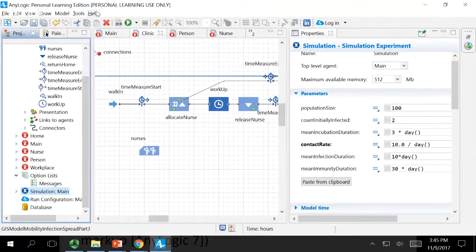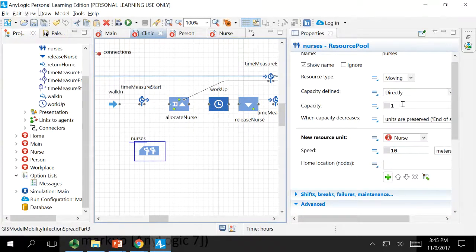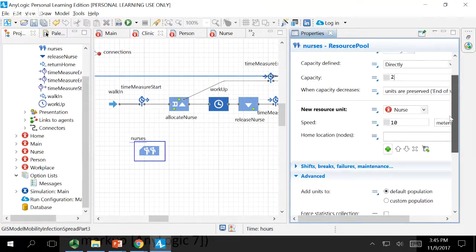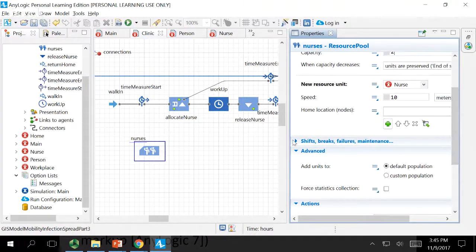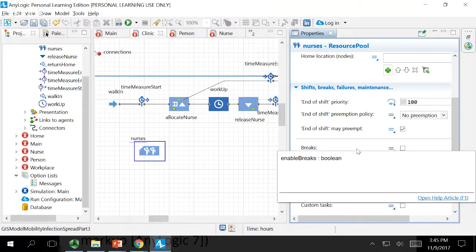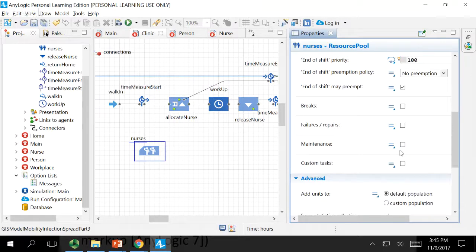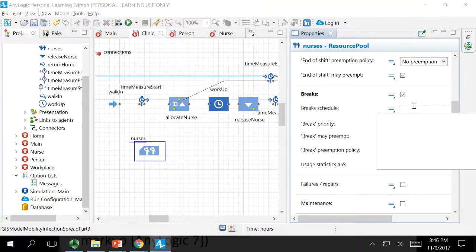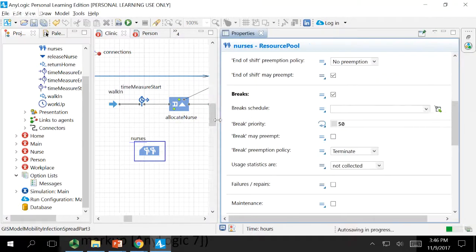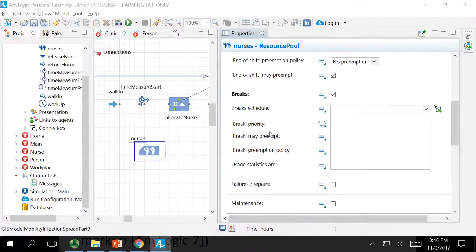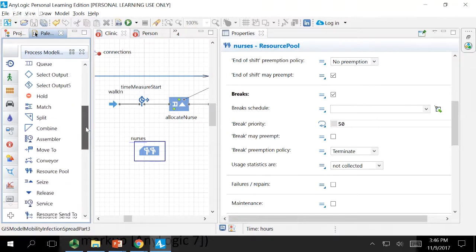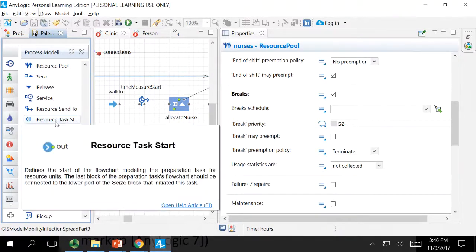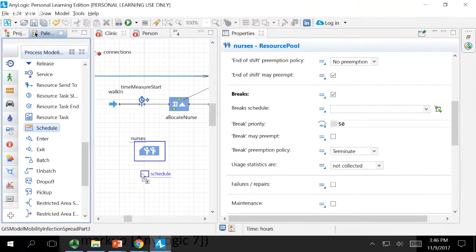So that's good. Let's now do something a little bit more flexible. We're going to modify the nurses to have 2 nurses, okay? But we will do so in a way that will take into account the need for breaks here. So there's a breaks schedule here. And we can actually specify a schedule for that, okay? You'll notice that for this schedule, we'd actually have to specify what is the schedule associated with this. And we could go see here, there's a resource task. Oops, it's not that one. Sorry, schedule. Here it is. Schedule for the nurses. Okay.